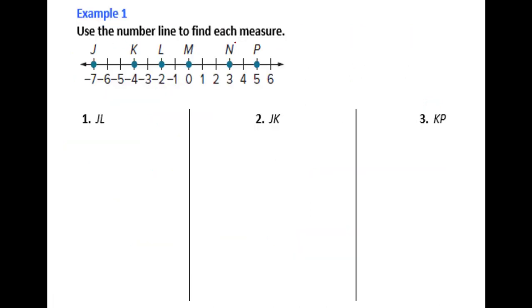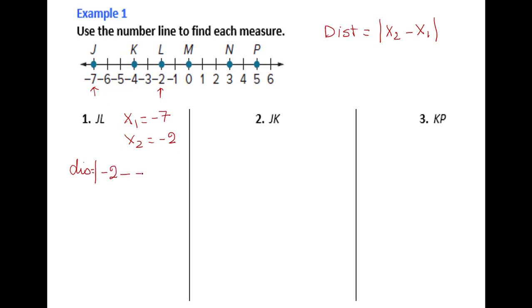So use the number line to find each measure. Simply using the rule of distance equals the absolute value of x2 minus x1, or x1 minus x2, it doesn't differ. So the distance between G and L, I have x1 equals -7 and x2 equals -2. So to find the distance, I will take the absolute value of -2 minus -7. -2 plus 7, which is 5.